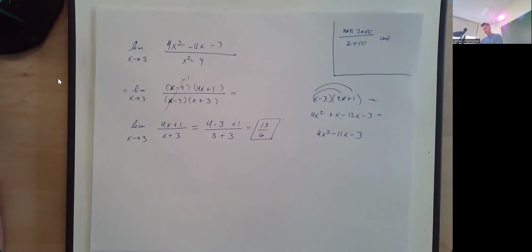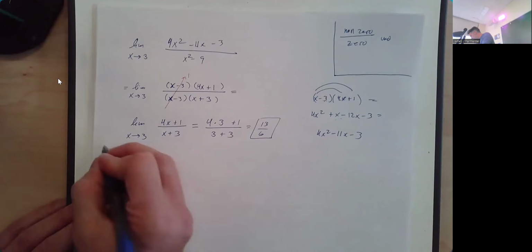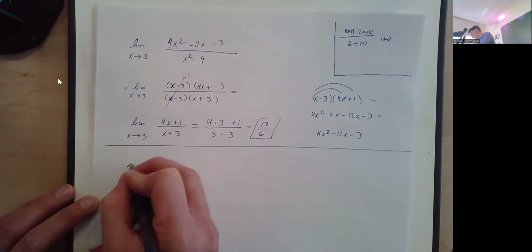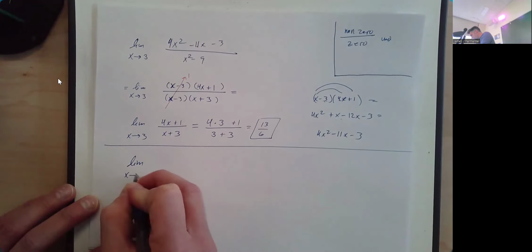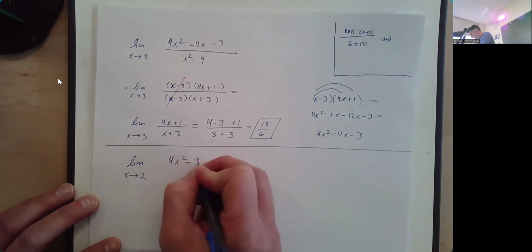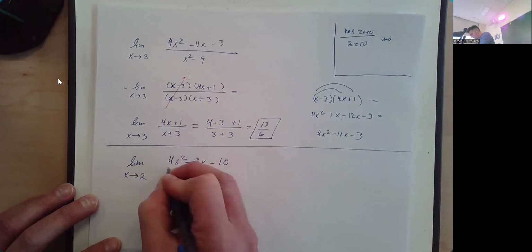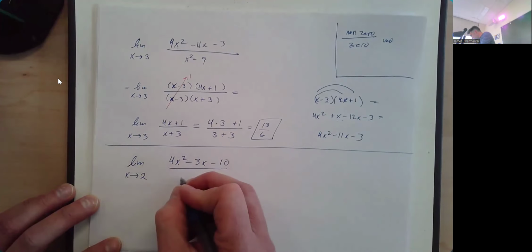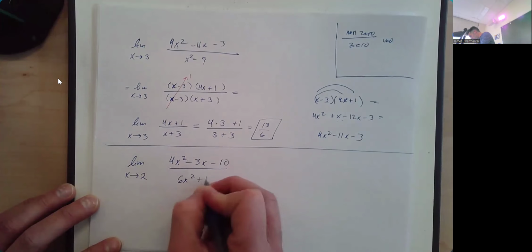All right. You guys do the next one. Try this one. The limit as x approaches 2 of 4x squared minus 3x minus 10 over 6x squared plus 12x.